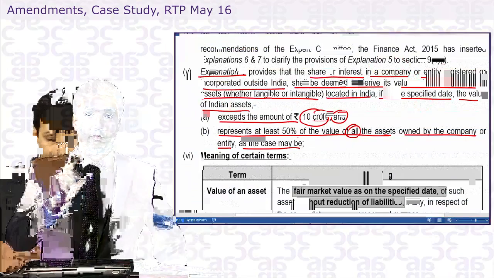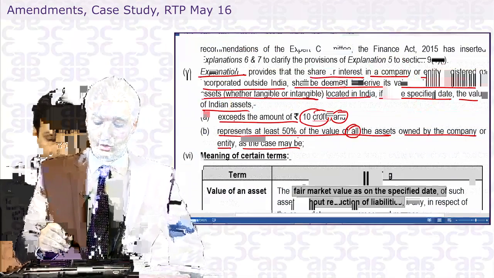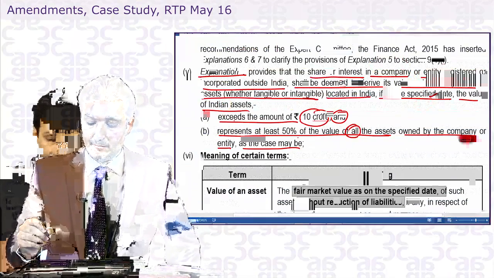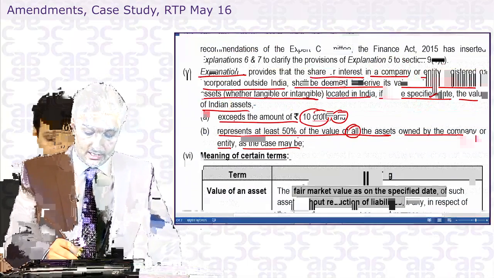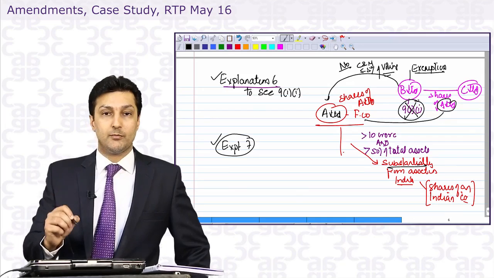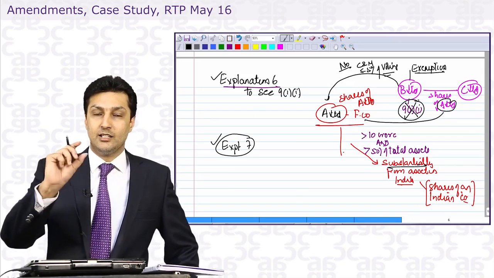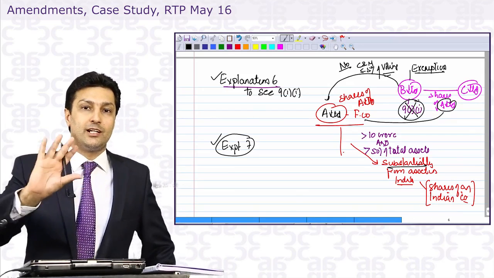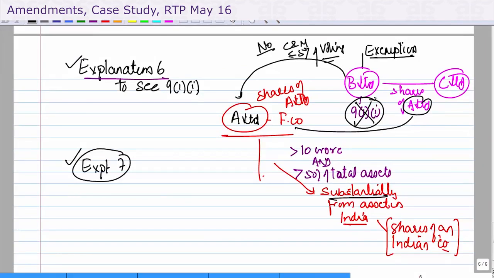Control over the management of A Limited, nor does it hold voting power interest exceeding 5% of the total voting power. In that case, there will be no deemed accrual in the hands of B Limited. I hope you are understanding, and I don't want these in too much detail, just exactly what we are doing.